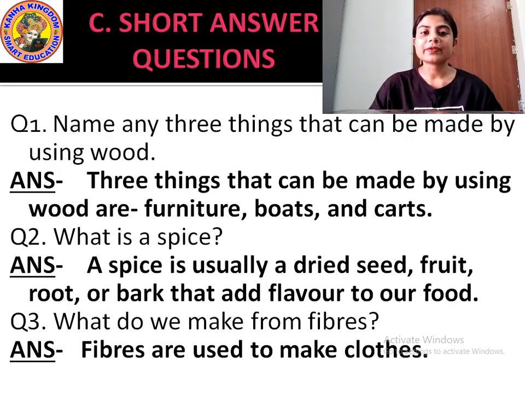The answer is, the 3 things that can be made by using wood are furniture, boats and carts. Okay? Now question number 2.